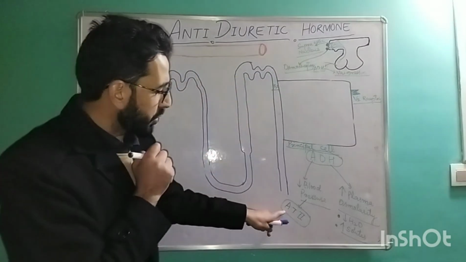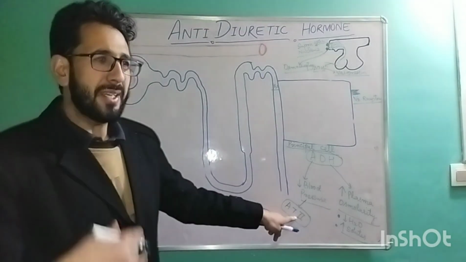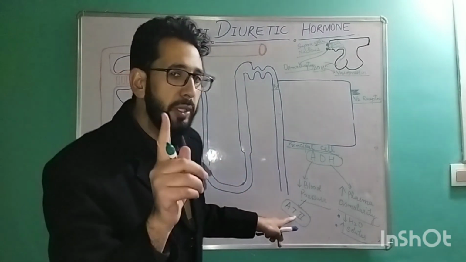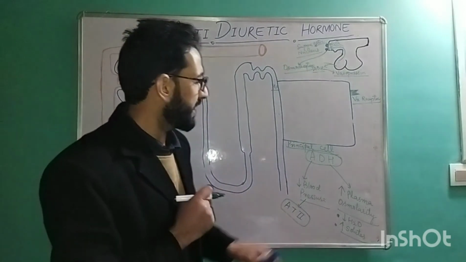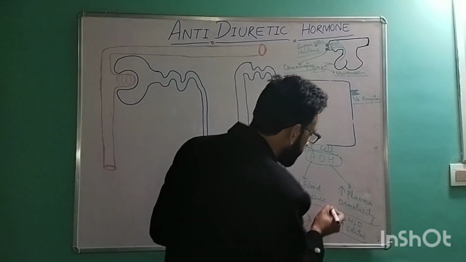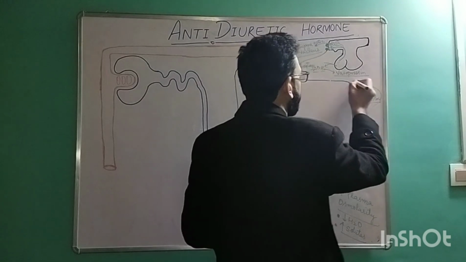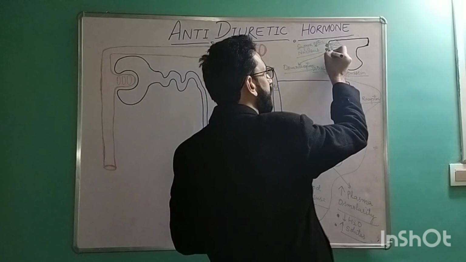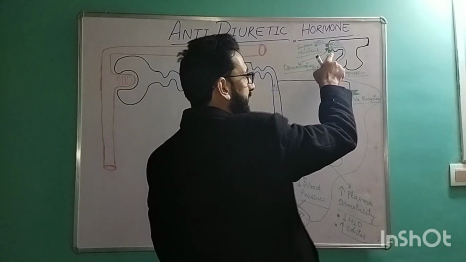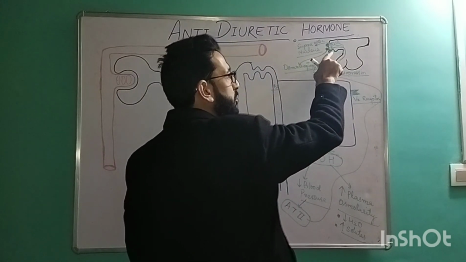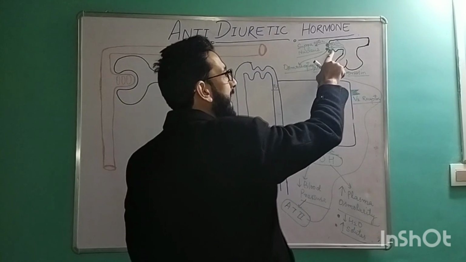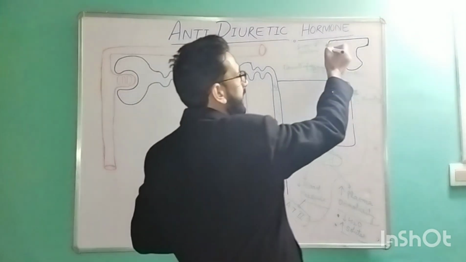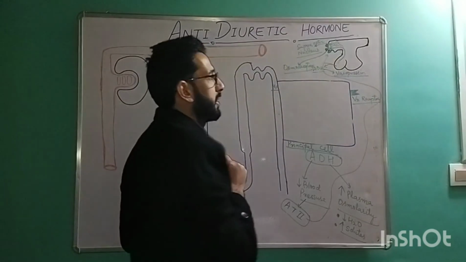That angiotensin 2 plays different functions and roles in our body, and one of its actions is that it goes and acts on the hypothalamus. There is a special receptor for angiotensin 2 in the hypothalamus, and it is activated by angiotensin 2. Once it is activated, it also stimulates the supraoptic nucleus.